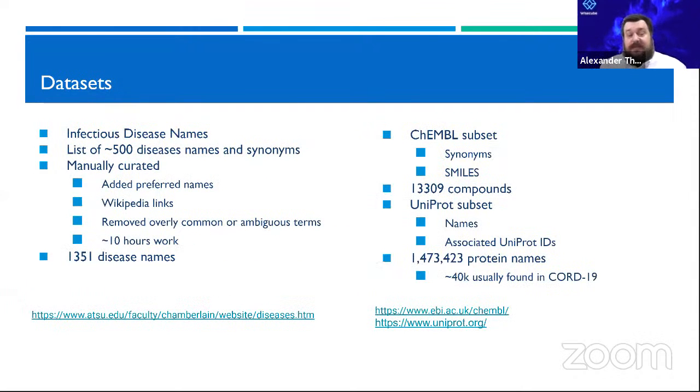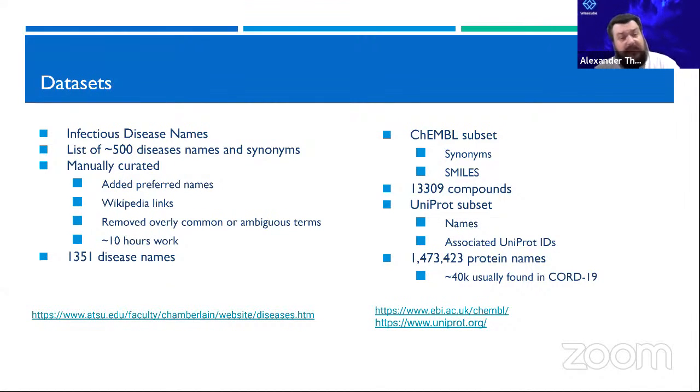So the other data sets, the structured data we have, are based on diseases, chemicals, and proteins. For diseases, we used a website that had a list of disease names, and I manually curated a data set from that, where the list is about 500 entries on that website. That's sort of an estimation on my part. And it has other names in the different entries.